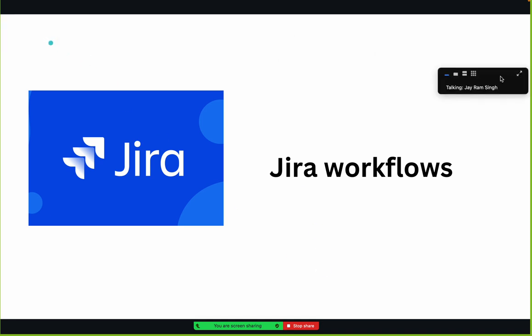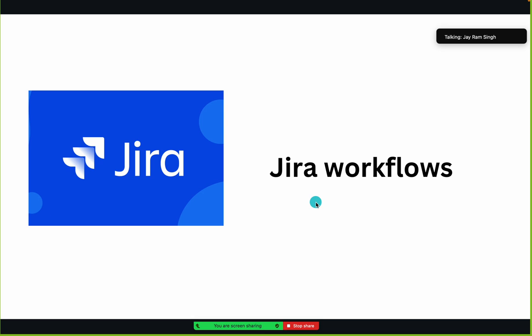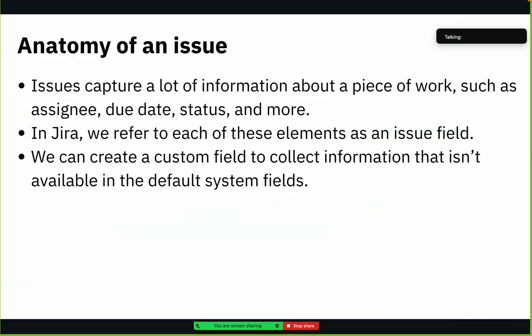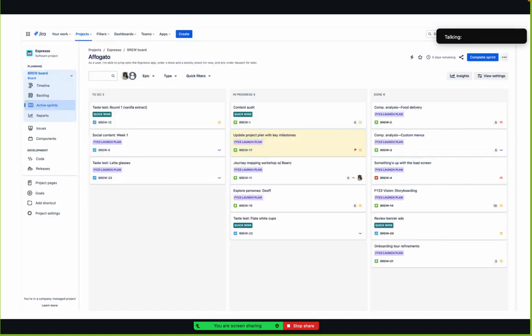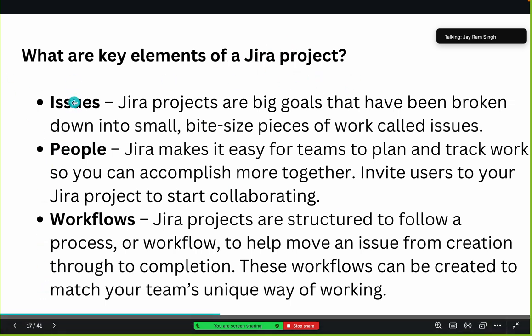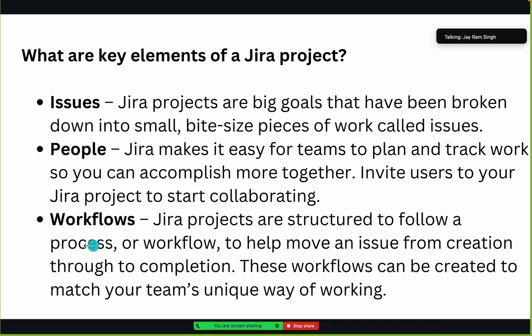So, JIRA workflows. When we are talking about the three main key components of any JIRA project, what is the exact word we're talking about? Let's go inside. Key elements of a JIRA project, right? I think we're talking about this: issues, people, and workflow.